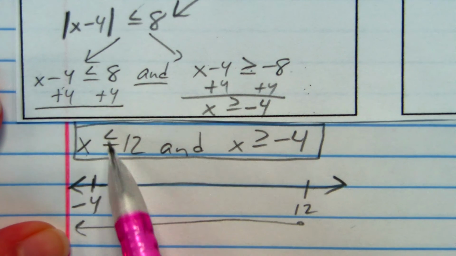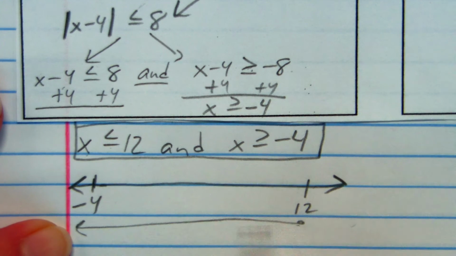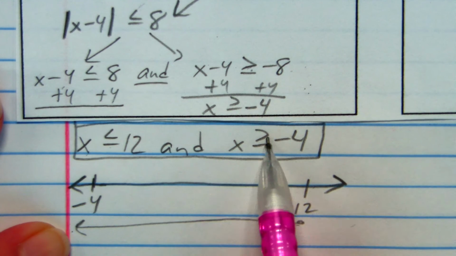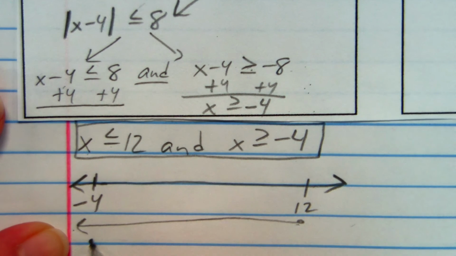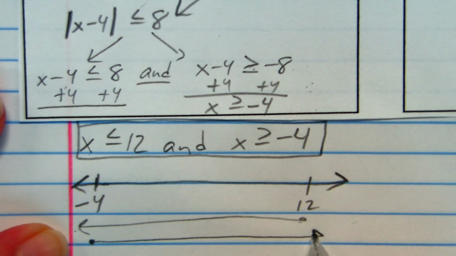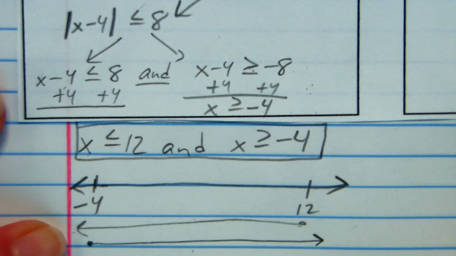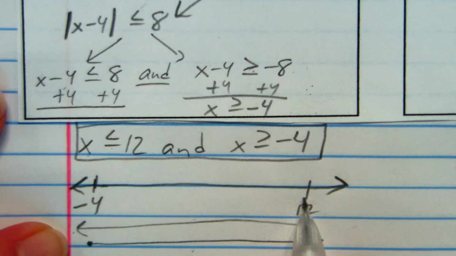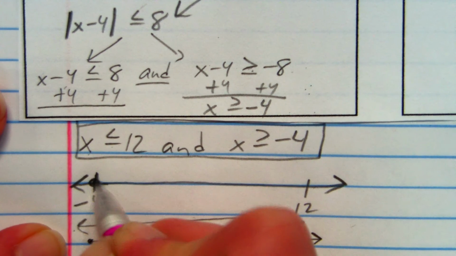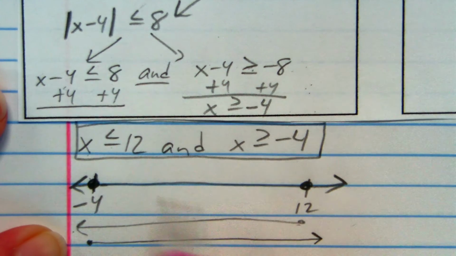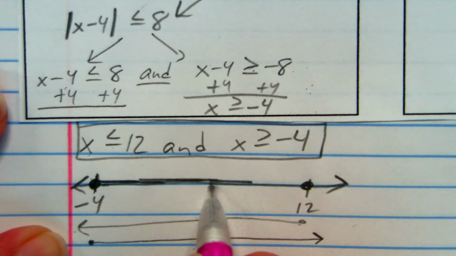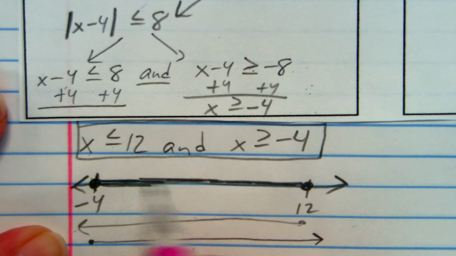So x is less than or equal to 12 would be a point at 12 going to the left. Greater than or equal to -4 would be from -4 to the right. And if it's an and, we're looking for where they overlap. And you want to make sure that they overlap. And they do. They overlap between -4 and 12. So that's where we're going to find all the numbers that are less than or equal to 12 and greater than or equal to -4 would be in here.